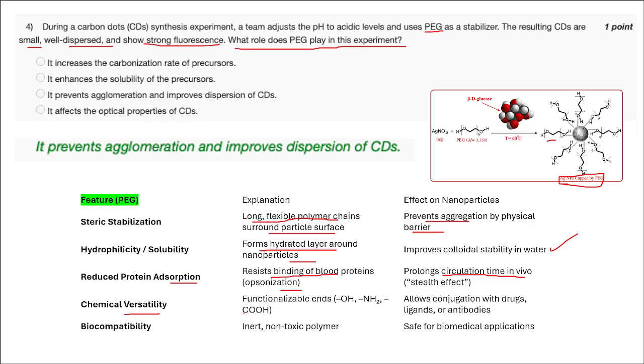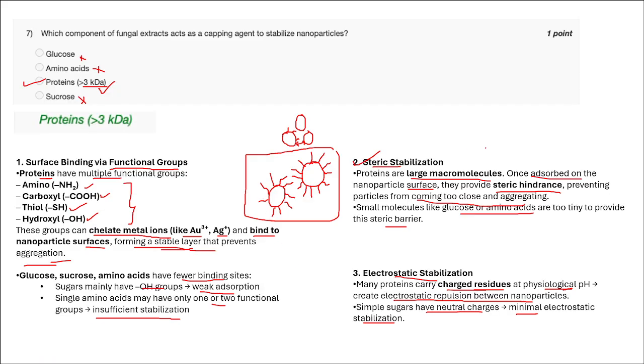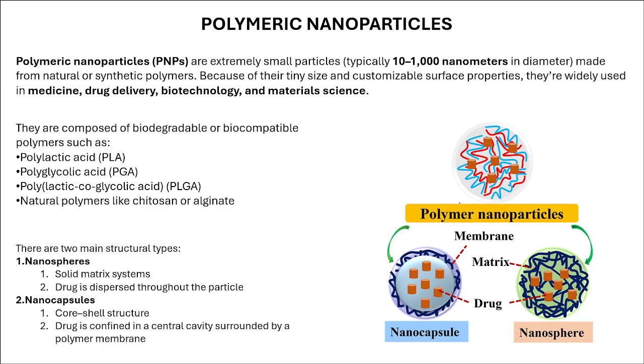Then chemical versatility, functionalizable ends. It allows conjugation with drug ligands or antibodies. And then biocompatibility, inert non-toxic polymers safe for biomedical application. Okay, so I think this one I have discussed. The last topic was polymeric nanoparticles.